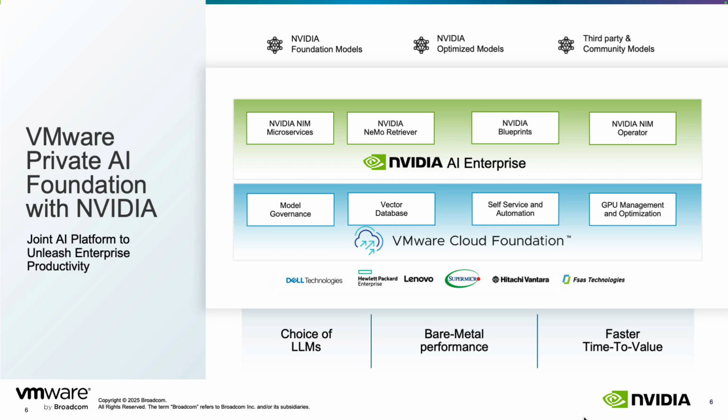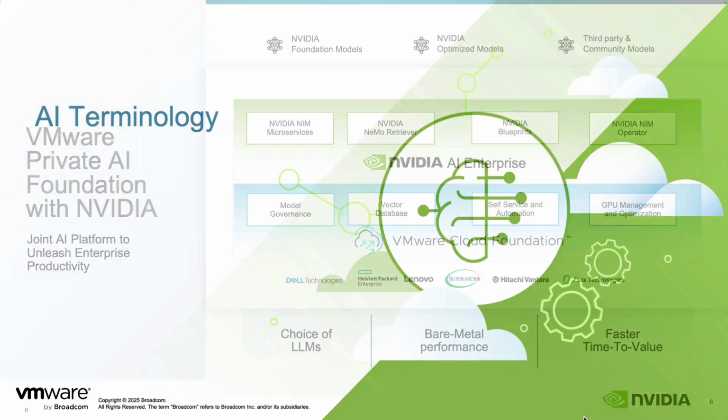And I'll explain to you what a vector database is, what model governance is. I'll show you how the self-service automation works as we go along. And GPU management is a very important area because one of the things that VCF promises is to make better utilization of your GPUs. And that's only possible through better visualization of what they're doing. There's a lot of that to be had in VMware Private AI Foundation with NVIDIA.